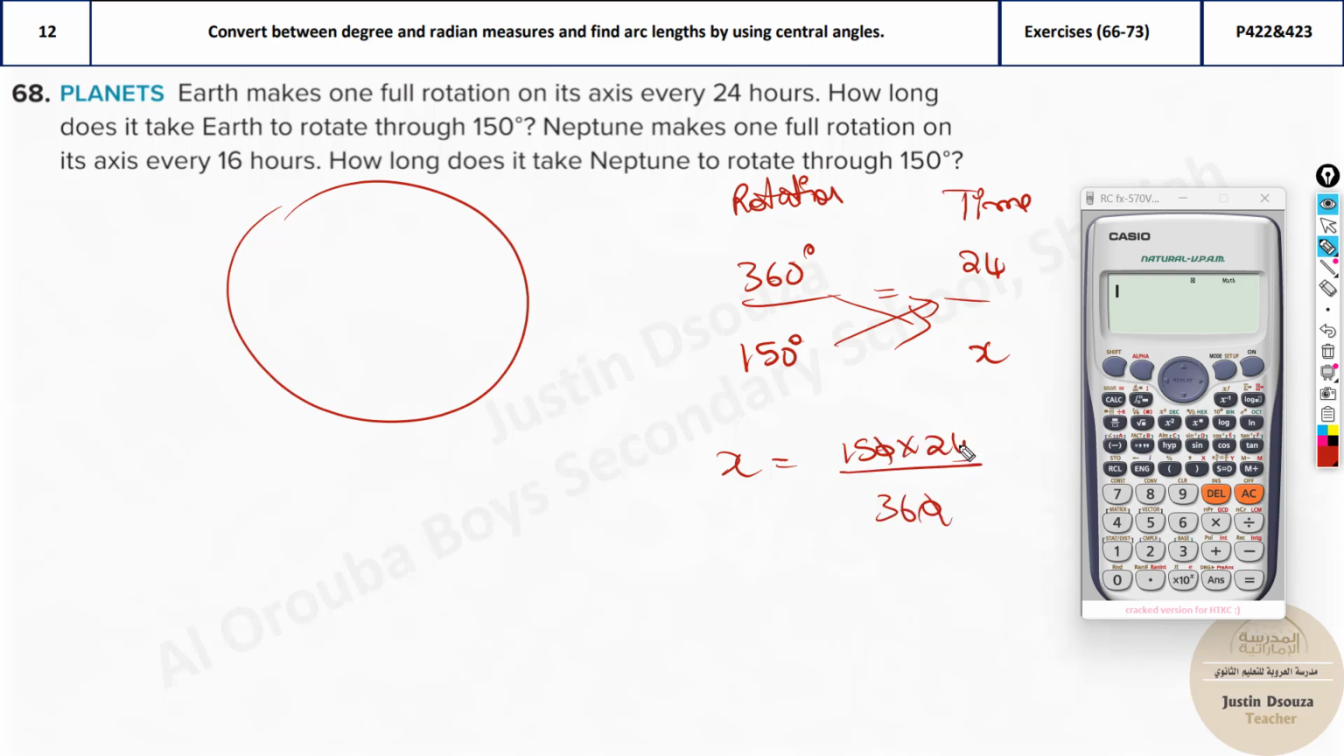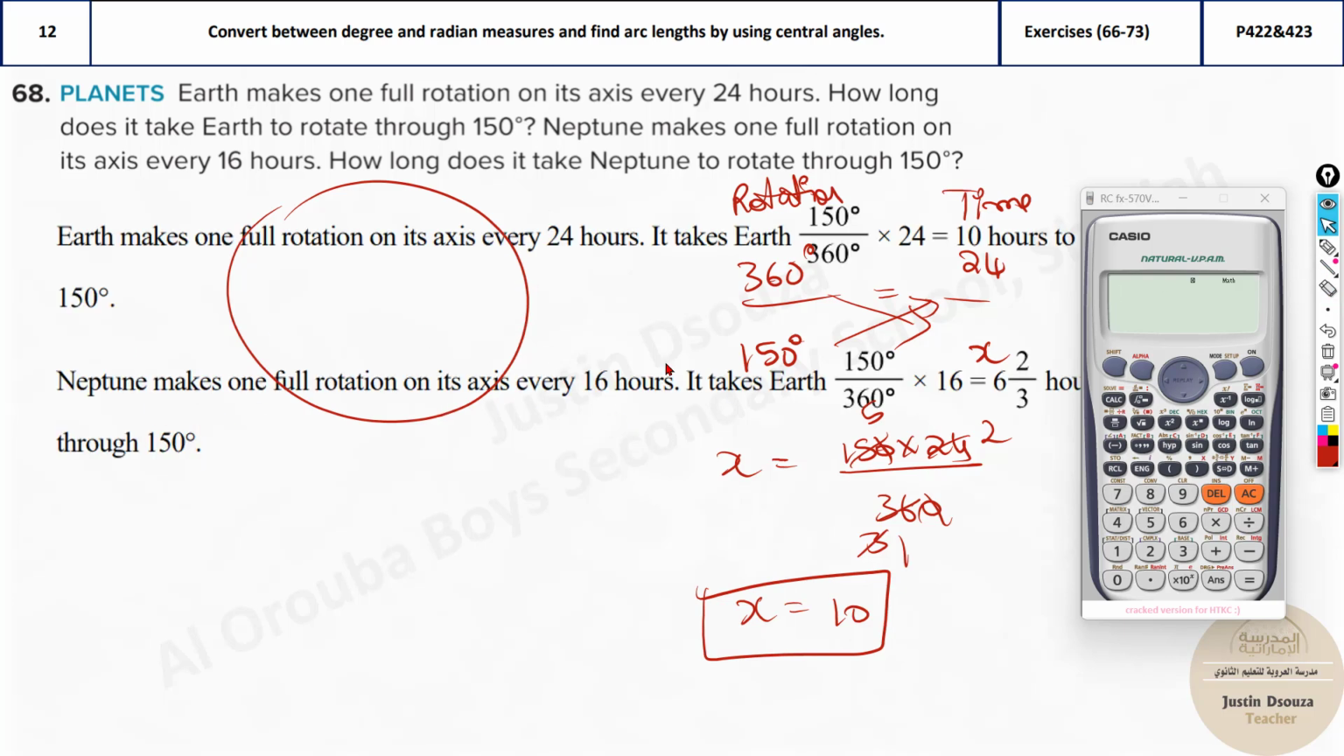This can be simplified. 12 2 times, 12 3 times, 3 1 time, 5 times 5 into 10. X will be 10. So in 10 hours, it will rotate 150 degrees. That would be the answer. It'll just take 10 hours over here.